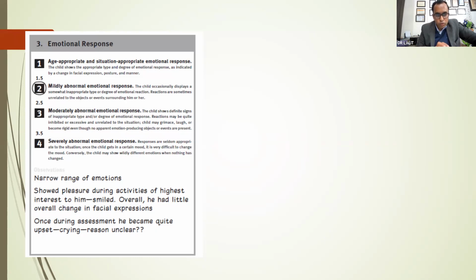If we go to the score of 3, the child shows definite signs of inappropriate type or degree of emotional response. The reaction may be quite inhibited or excessive in relation to the situation. The child may grimace, laugh, or become rigid, even when no apparent emotion-producing objects or events are present. So you can see in category 3 the severity is much higher, and the observations found in this child are not of that severity. That is why a score of 2 has been given.